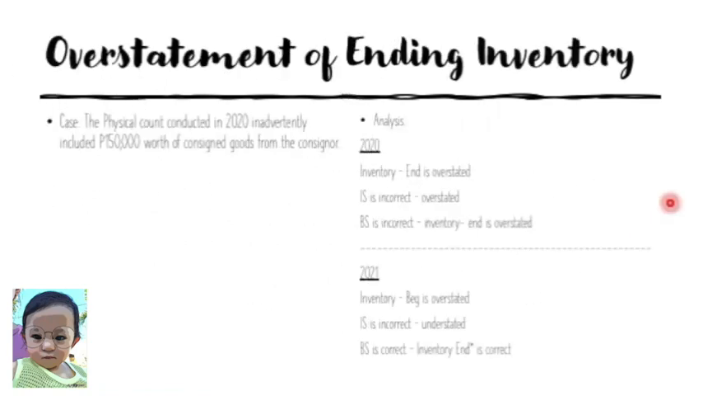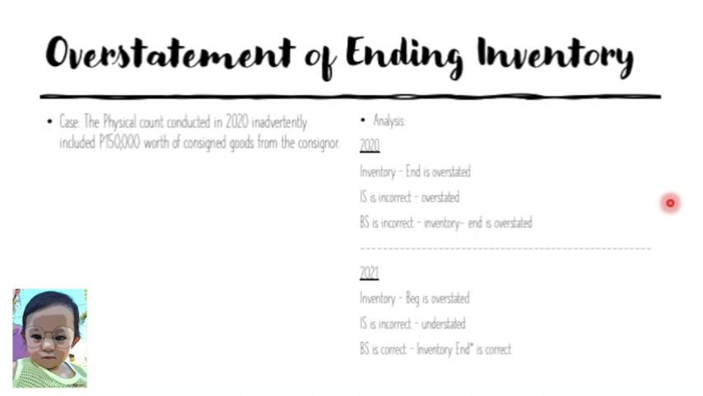An overstatement of ending inventory. Sometimes an entity will include in its physical count goods consigned by consignors. For example, your entity is a consignee of certain inventories. That consigned good should rightfully belong to the consignor, not to the consignee, because you don't own those goods. The physical count conducted in 2020 inadvertently included 150,000 worth of consigned goods from the consignor. Again, that should be included as part of the consignor and not by the consignee. So inventory end is overstated.